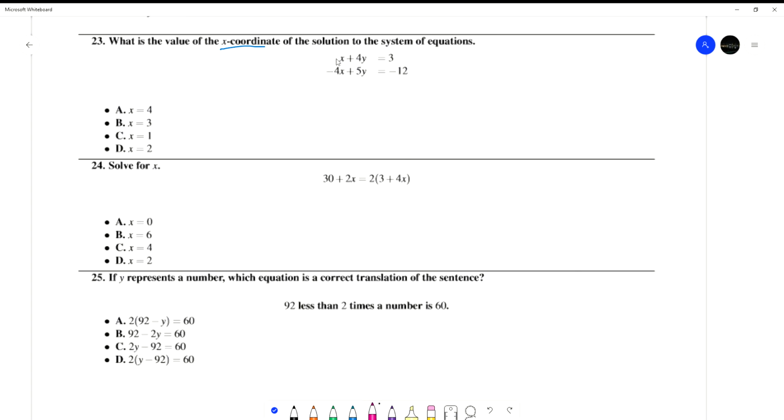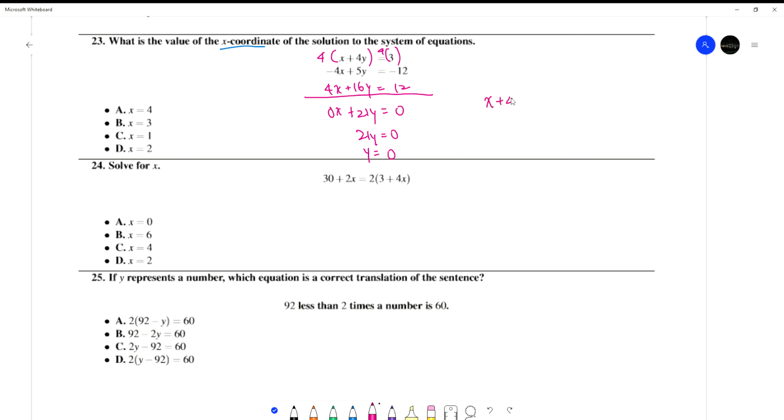So the first equation, I'm going to multiply this by 4 on both sides. So 4 to both sides. And I get 4x plus 16y is equal to 12. Now I can add these two equations. So I get 0x, right, plus 21y is equal to 0. Therefore, 21y is equal to 0, and y is equal to 0. So that was easy. I can now solve for x.